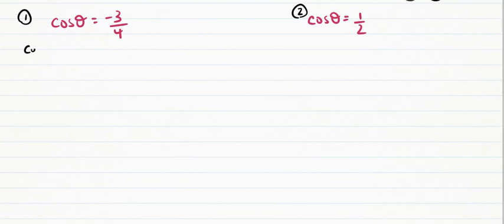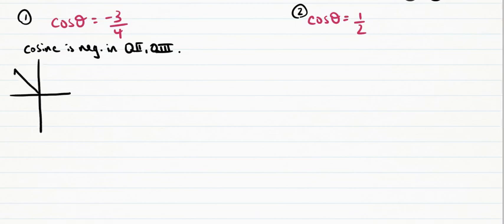We know that the cosine ratio is negative in quadrants 2 and 3. So we can draw out our Cartesian plane, and we're going to have solutions to this in quadrant 2 and in quadrant 3, where both would have the same related acute angle beta. I can write the cosine ratio for beta using the positive value of 3 over 4.